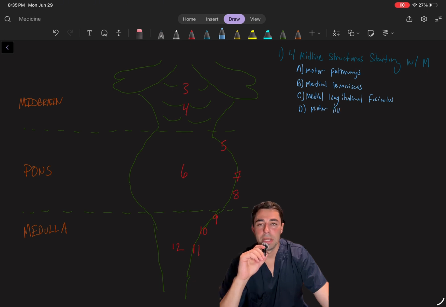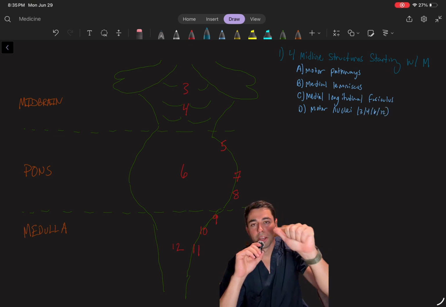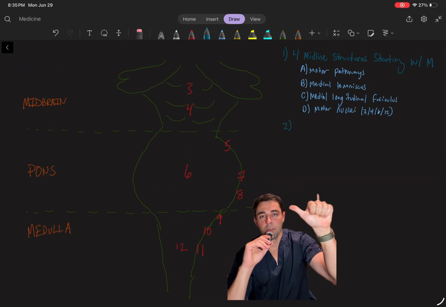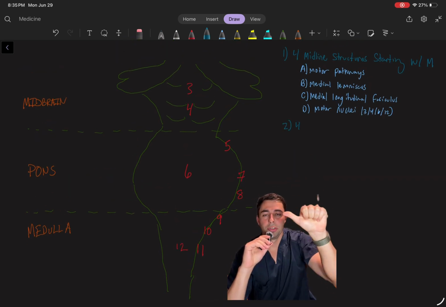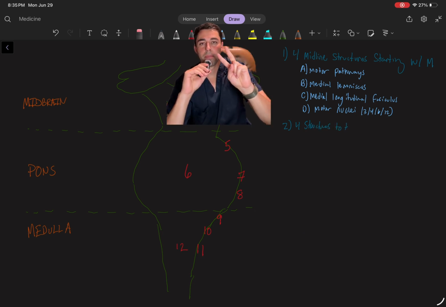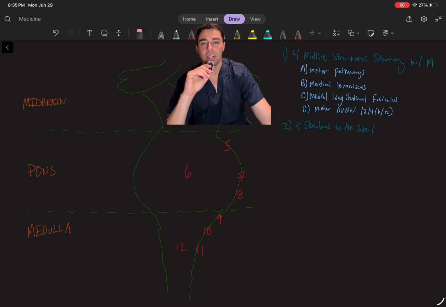The fourth medial structure that starts with the M is the 4 medial motor nuclei. 3, 4, 6, 12. So rule 1, 4 cranial nerves above, 4 cranial nerves in the pons, 4 cranial nerves below the pons. Rule number 2, 4 medial structures that begin with the letter M.